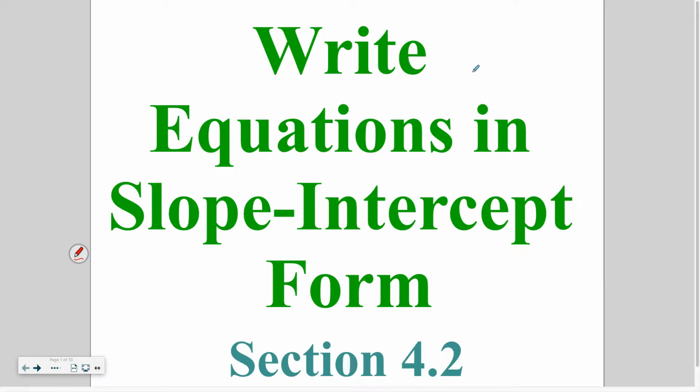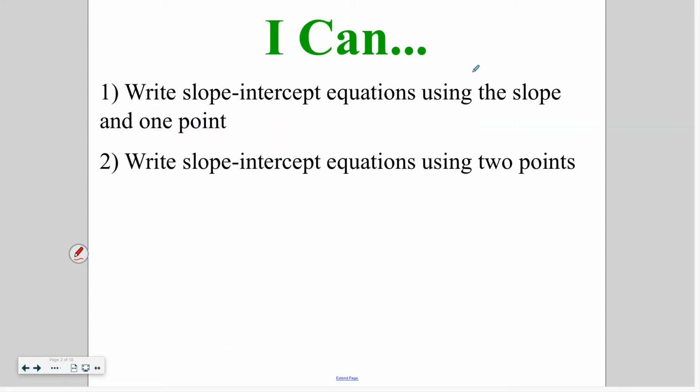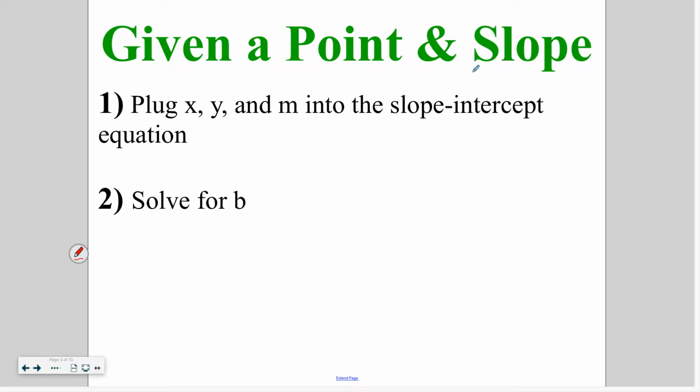Hello class, today we're going to talk about section 4.2, which is writing equations in slope-intercept form. By the end of today's lesson, you'll be able to write slope-intercept equations when you're given a point and a slope, and you'll be able to write the equations if you are given just 2 points. First case we're looking at is given a point and a slope.